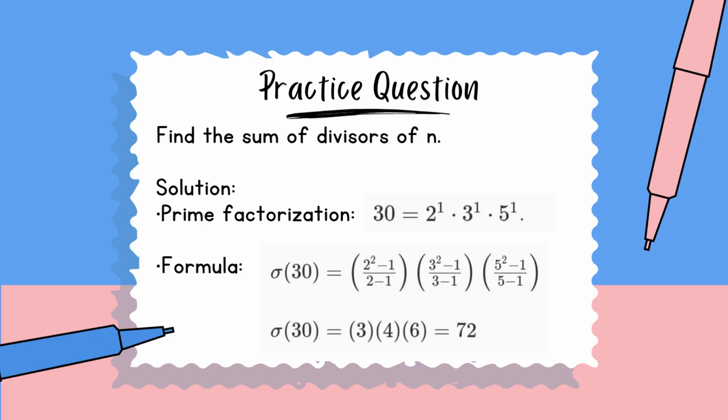Then, simplify. Sigma of 30 is equal to the quantity of 4 minus 1 over 1, times the quantity of 9 minus 1 over 2, times 25 minus 1 over 4, which is equal to 3 times 4 times 6 equals 72. So, the sum of the divisors of 30 is 72.